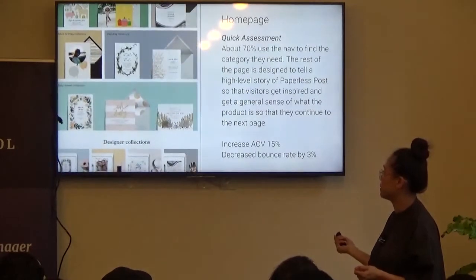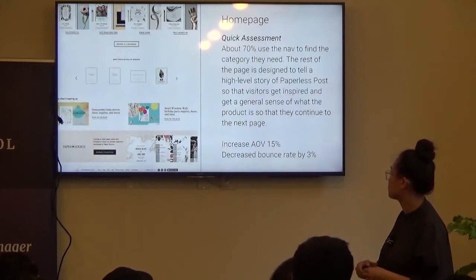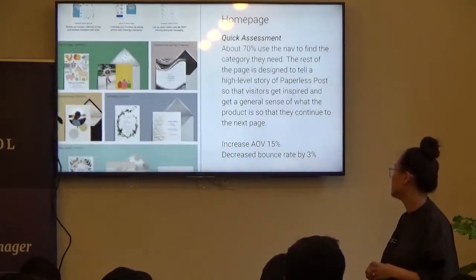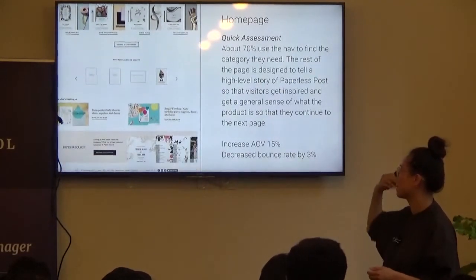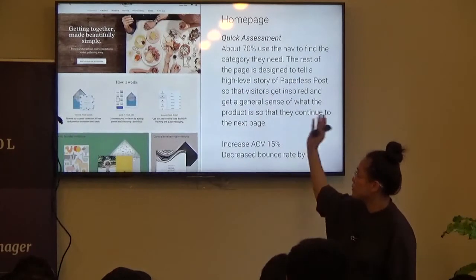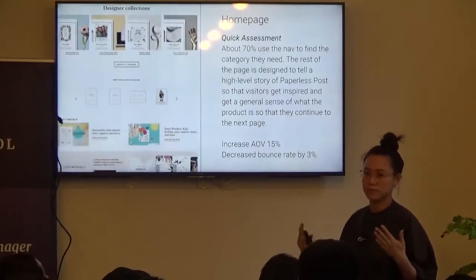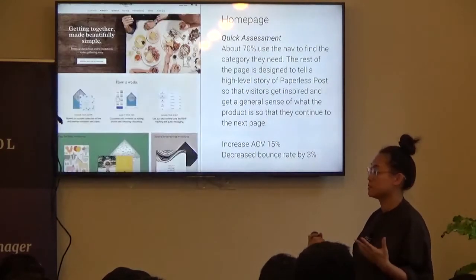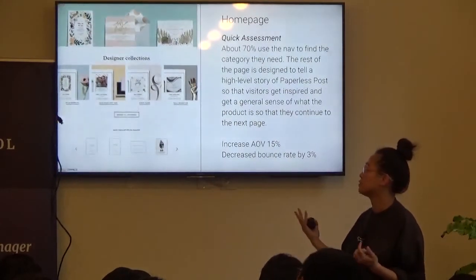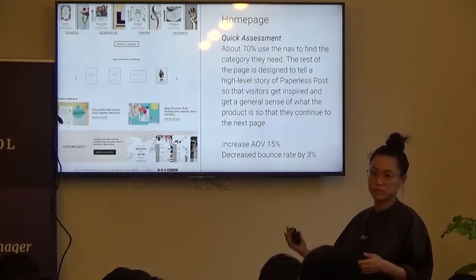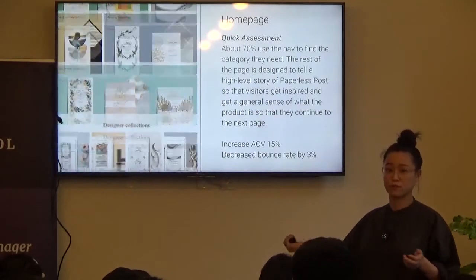So this is the home page of Paperless Post. And after this design, we increased the average order value by 15% and decreased bounce rate by 3%. And what we did is what I explained earlier, where we have a beautiful header image up there to show you the type of events that you may possibly have, to get people inspired. And then we have a quick 1, 2, 3. This is how it works. If you want to learn more, you can click in, and then the rest is basically this is how beautiful our cards are.